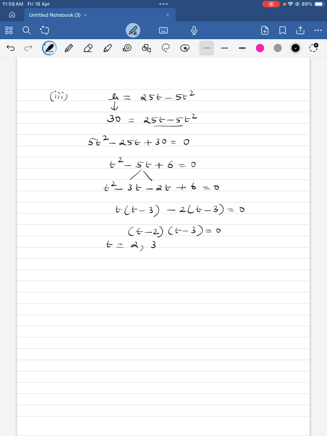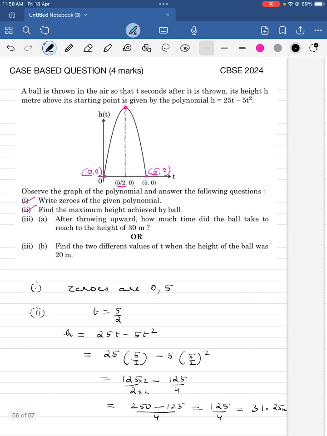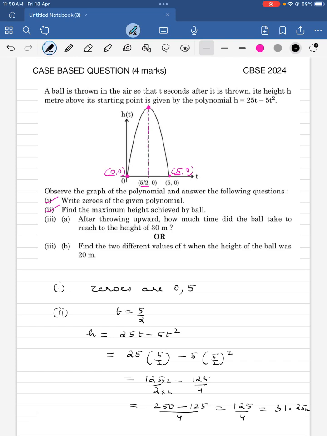Now in the question they have asked, after throwing upward, how much time did the ball take to reach a height of 30 meters? It will reach 30 meters at this time as well as another time here. So what is the first time at which it reaches 30 meters? It reaches 30 meters at 2 seconds. And then after going up the curve like this, it reaches 30 meters again after 3 seconds.